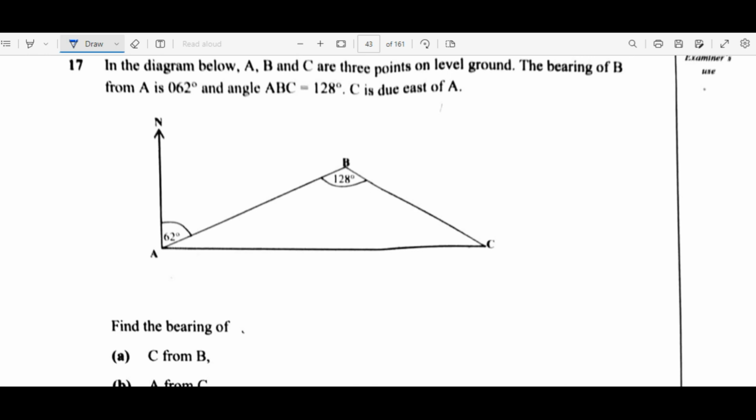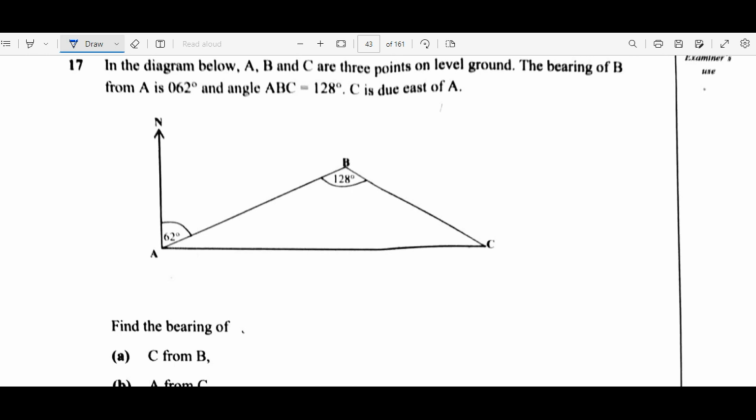The question reads: in the diagram below, A, B and C are 3 points on level ground. The bearing of B from A is 062 degrees and angle ABC is equal to 128 degrees. C is due east of A. Find the bearing of C from B and A from C.